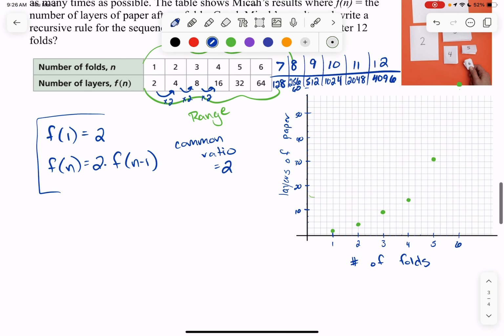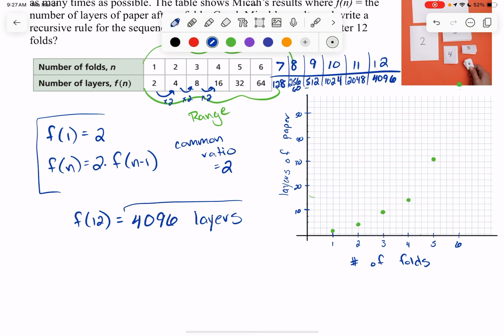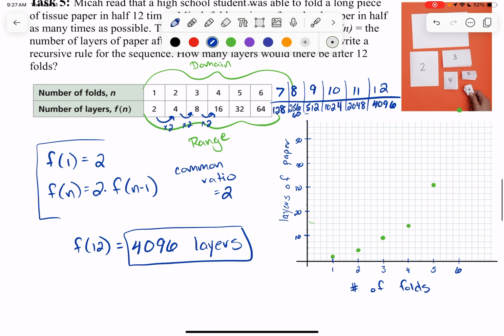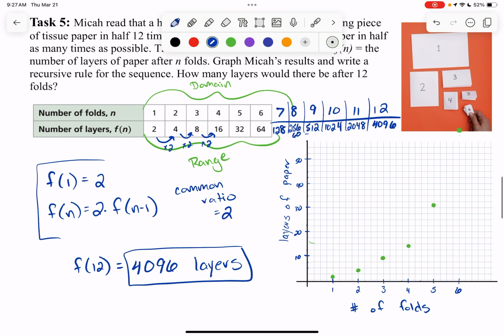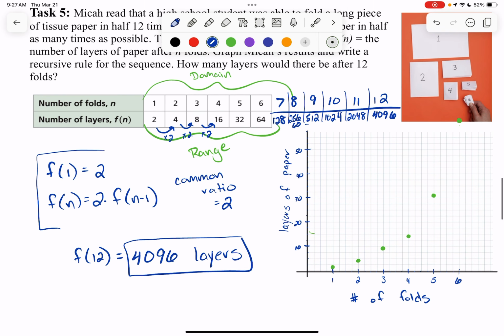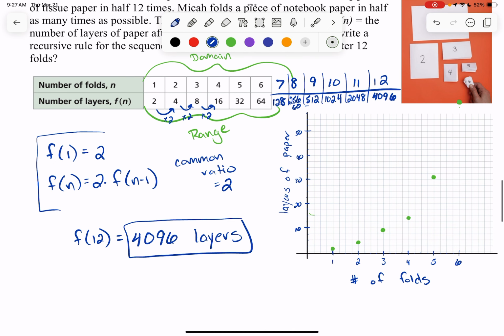So f of 12 is 4,096 layers of paper. That is going to be one really thick stack of paper. It's going to be really small, because each time you fold it, it's half as big. One really tiny but super thick stack of paper. So there would be 4,096 layers.